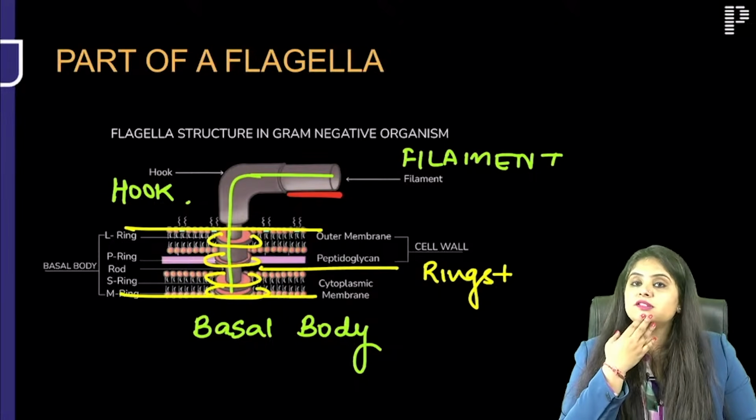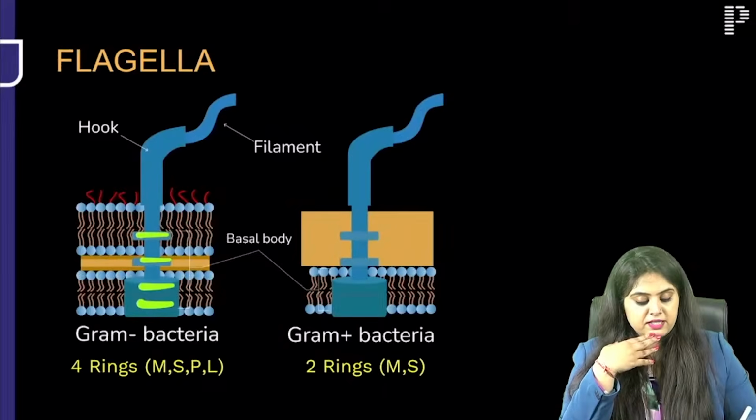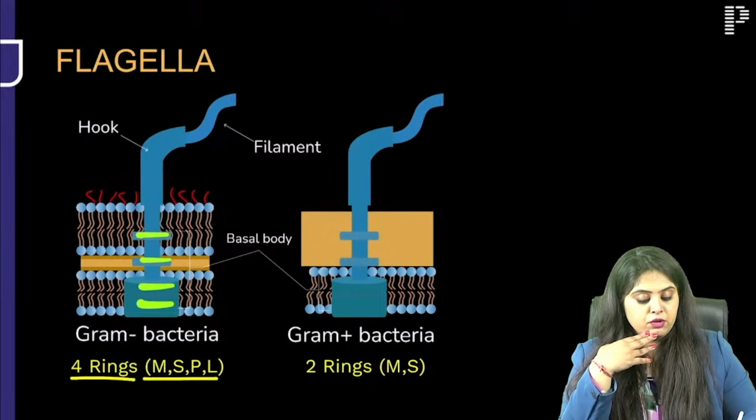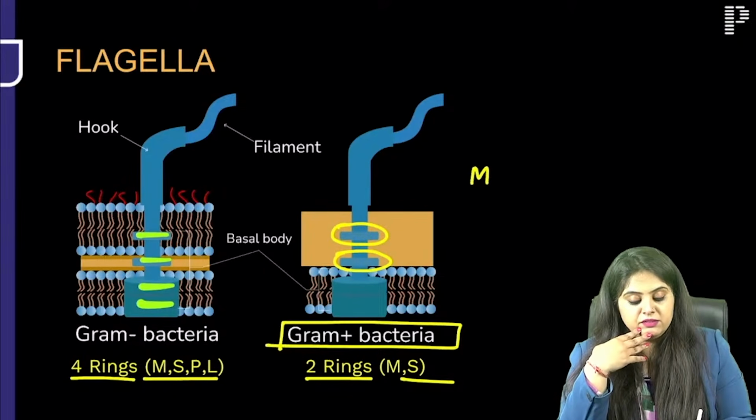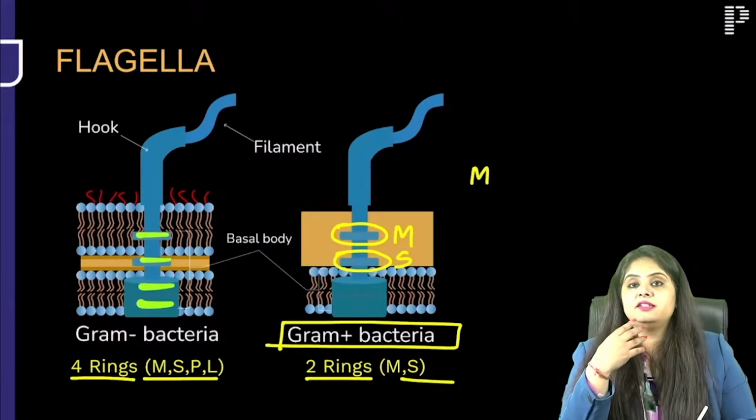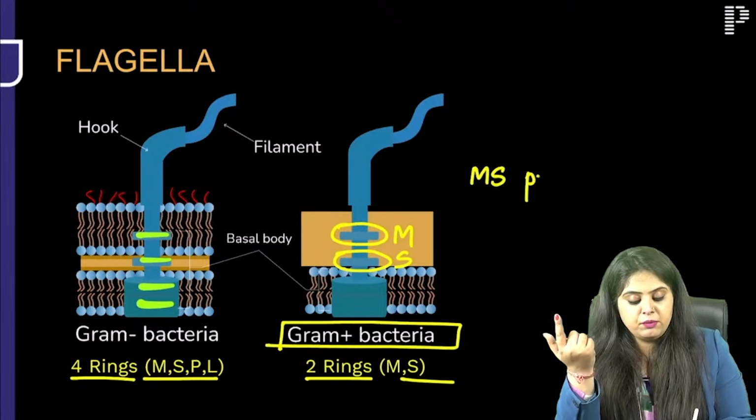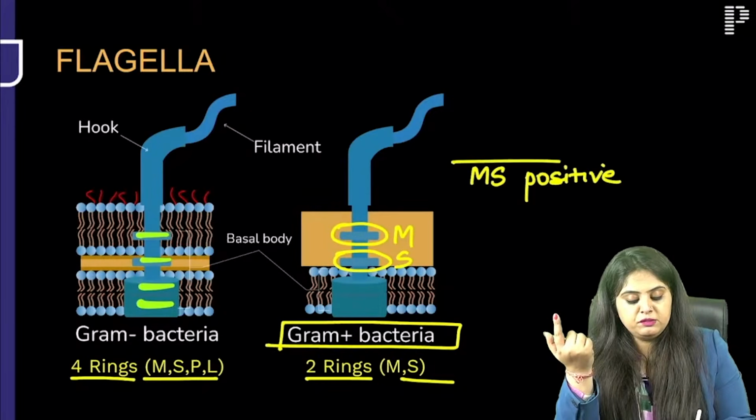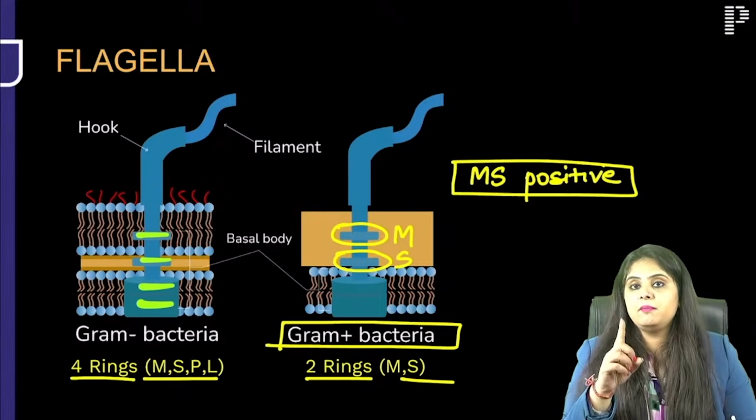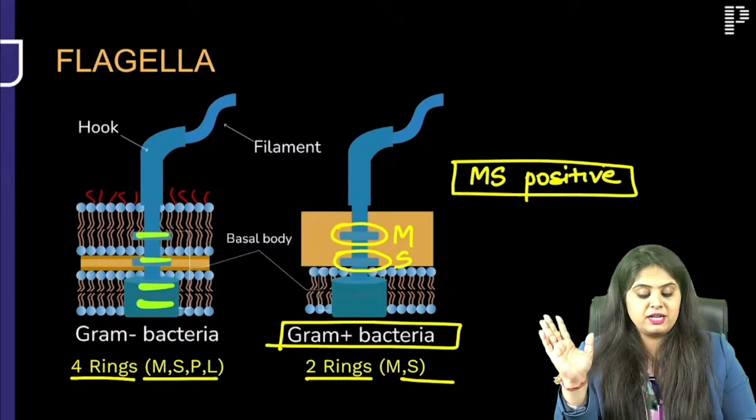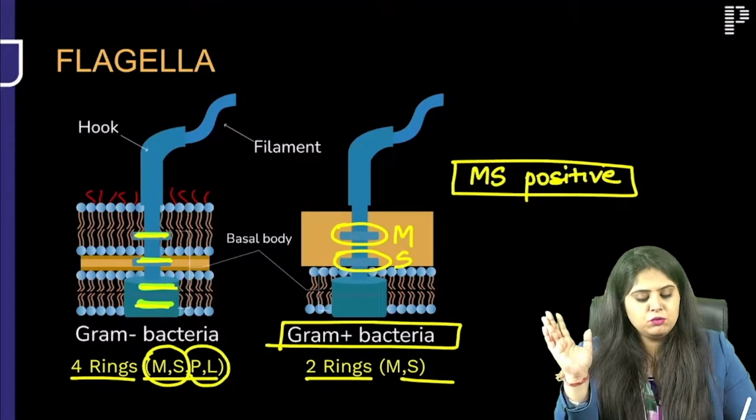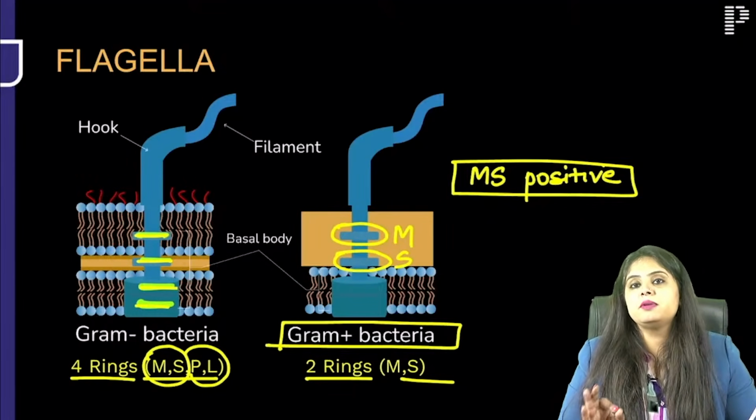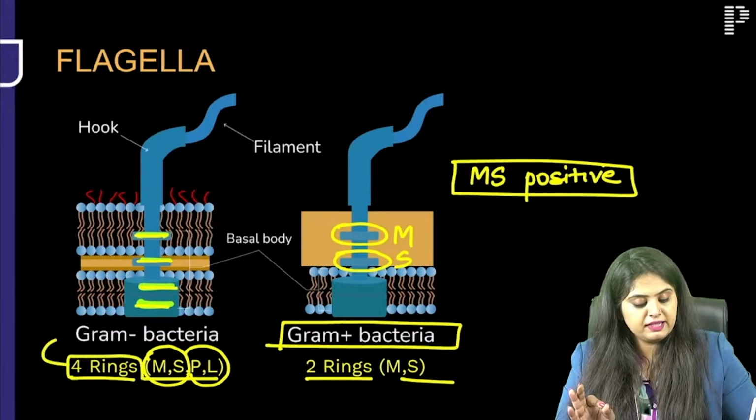But ma'am, how will I know whether this is a gram positive flagella or a gram negative flagella? So you will have to look at the number of rings that are being made. In a gram positive flagella, there are only 2 rings. What are the names of the rings? M and S ring. So Miss positive is what you will learn. Miss positive means 2 rings. M and S is gram positive bacteria. If you have 4 rings, M and S will be there along with two more. The alphabets are not important, but you can learn them: M, S, P, L. If there are 4 rings, then that is going to be gram negative.